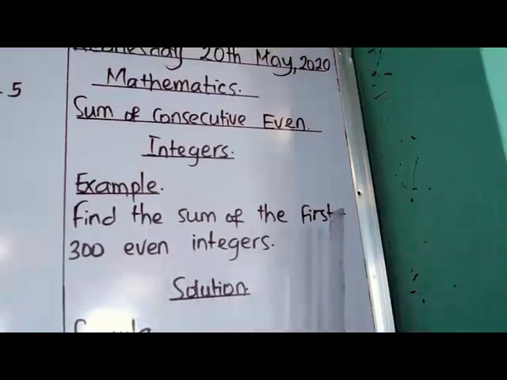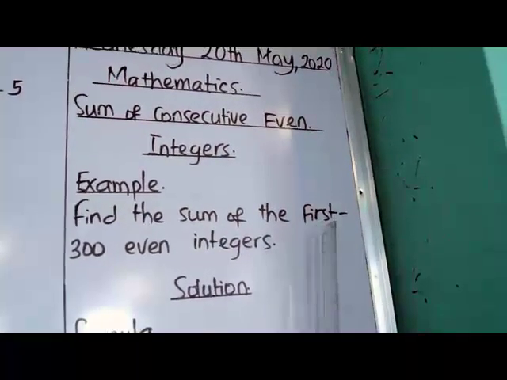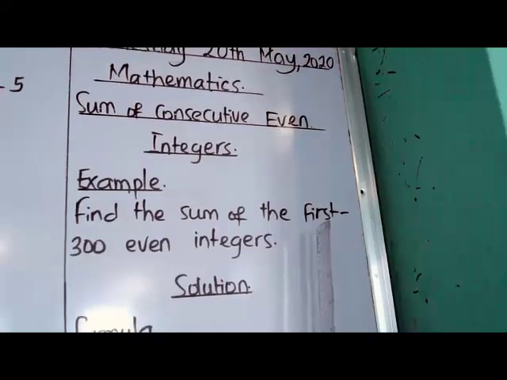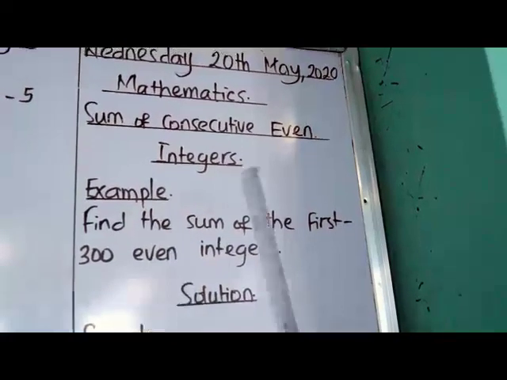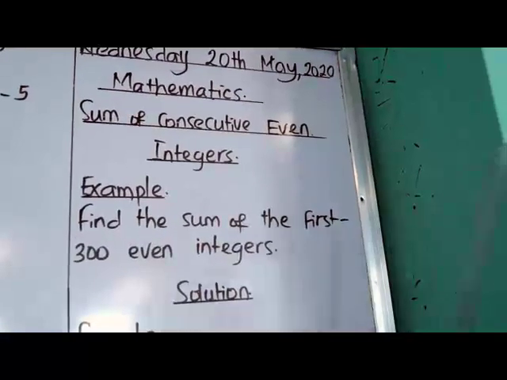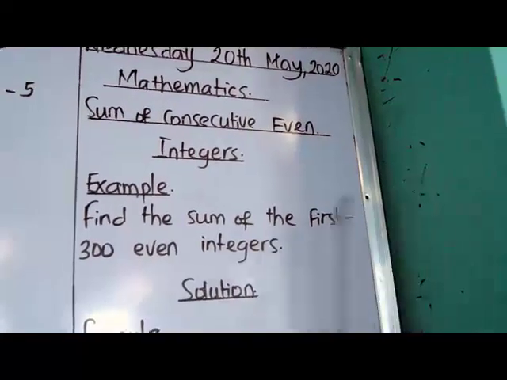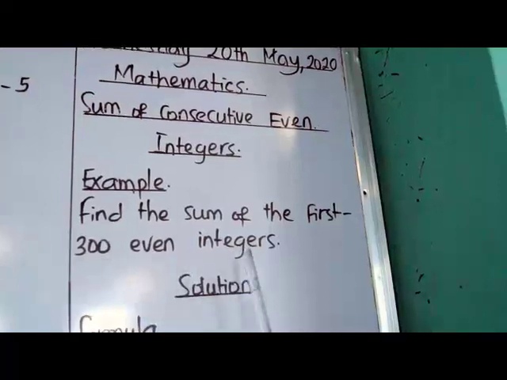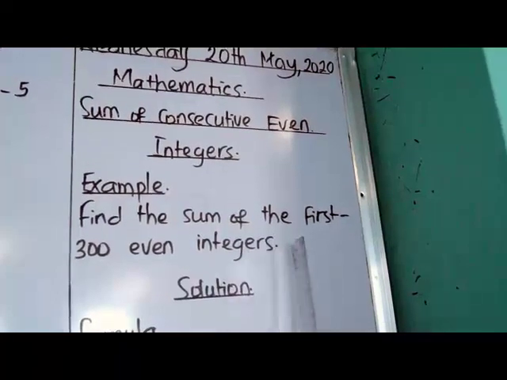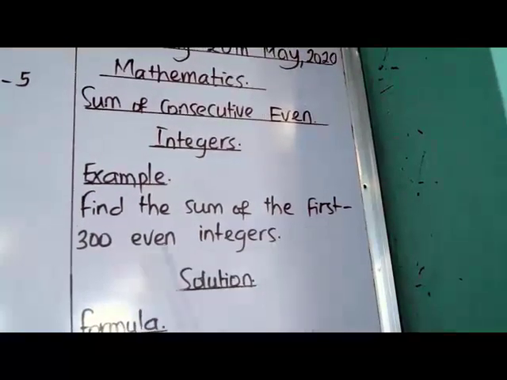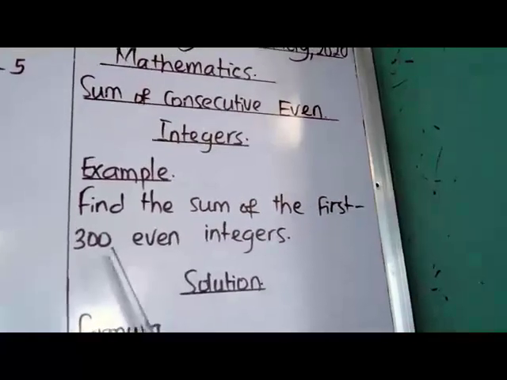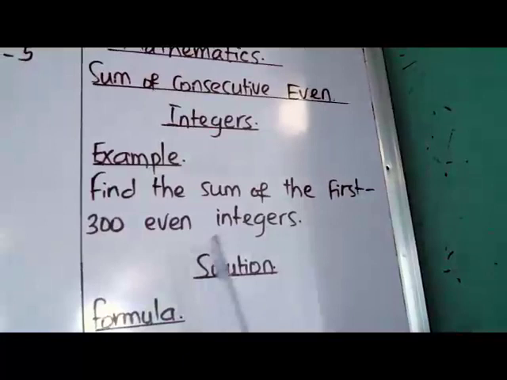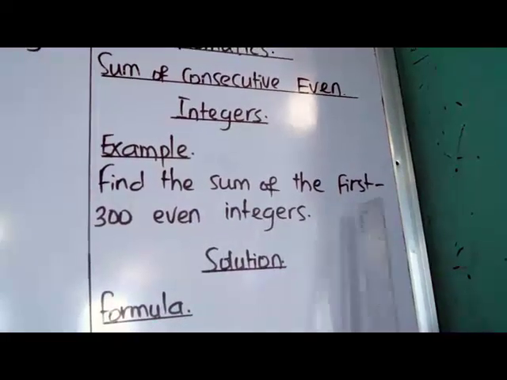This simply means the first even number is 2, the next even number is 4, followed by 6. Now, if I count all those even numbers from 2 to 4 to 6 to a particular number, and when I'm done counting 300 even integers I find their sum, that's what this question is asking us to find.